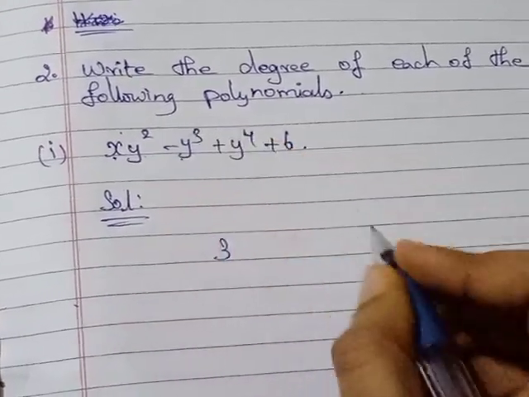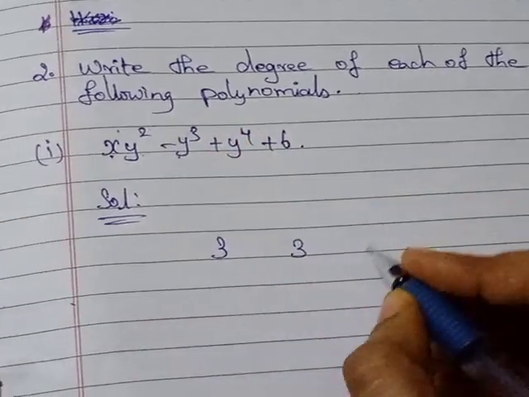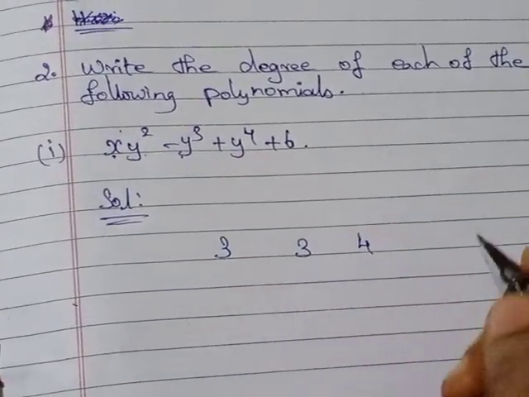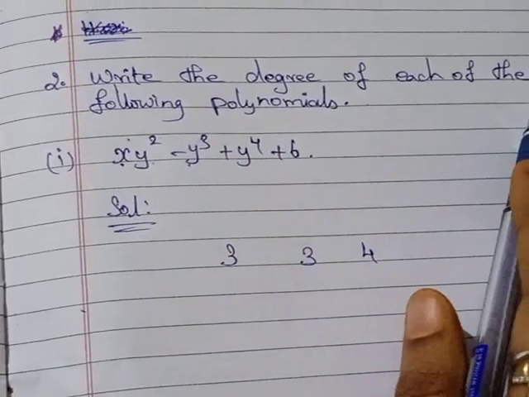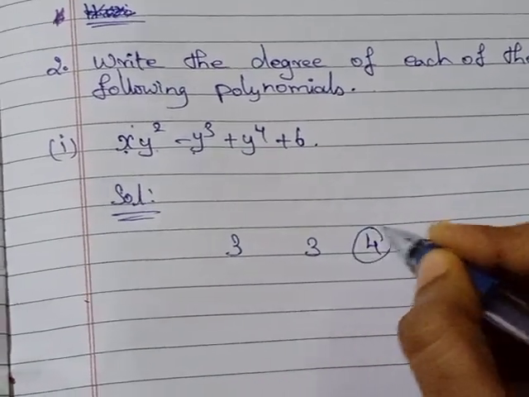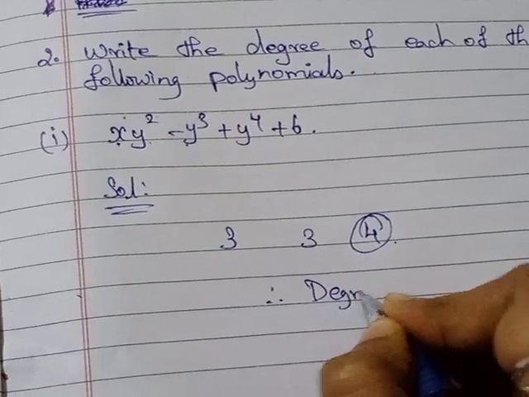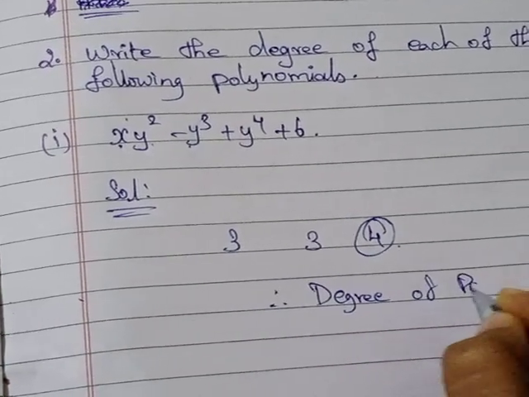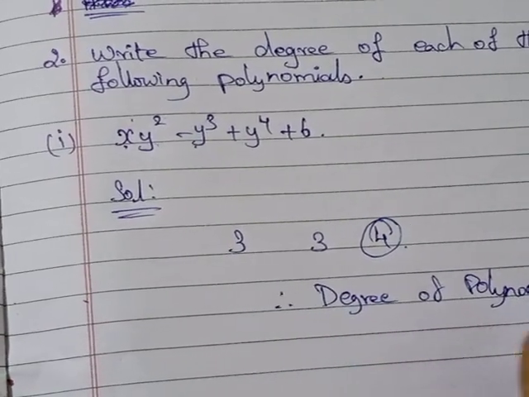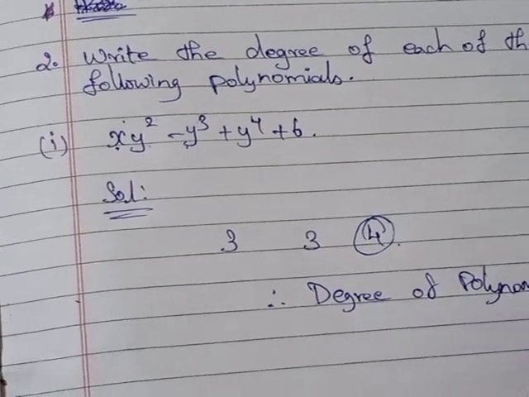Second term also the power value is 3. The third term, the power value is 4. The degree of a polynomial is the highest power. Here the highest power is 4. So therefore the degree of the polynomial is 4.